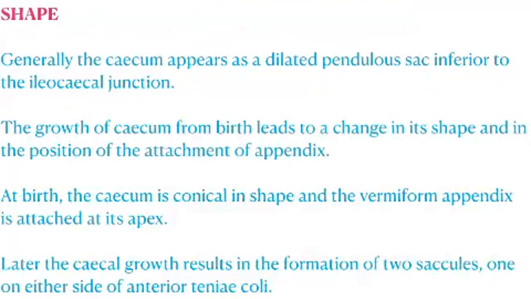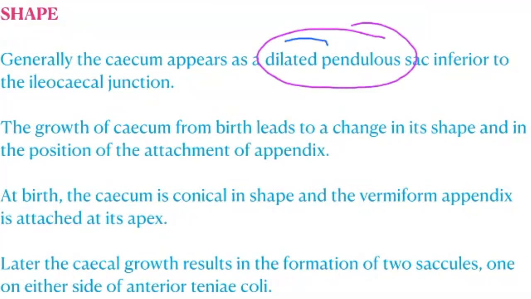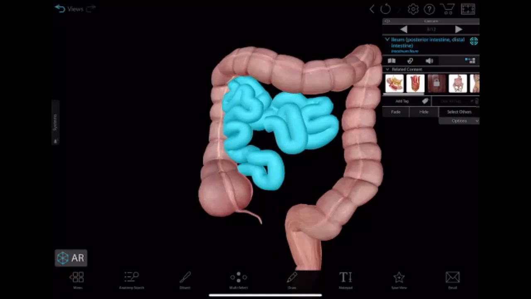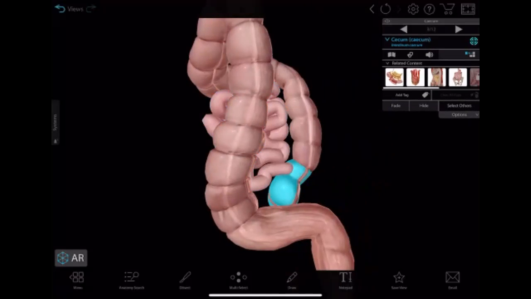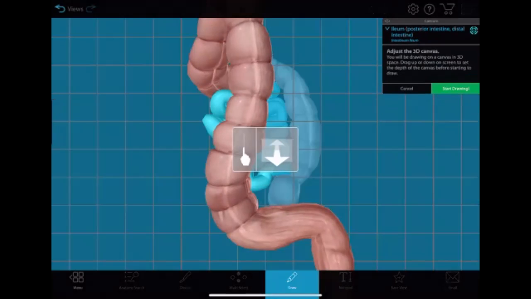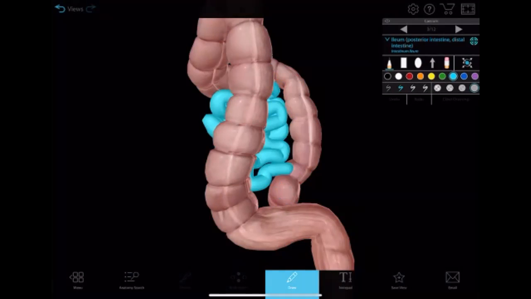Coming to the shape, it's a dilated pedunculated sac inferior to the ileocecal junction. The point where the ileum communicates with the cecum, this one, is called the ileocecal junction.